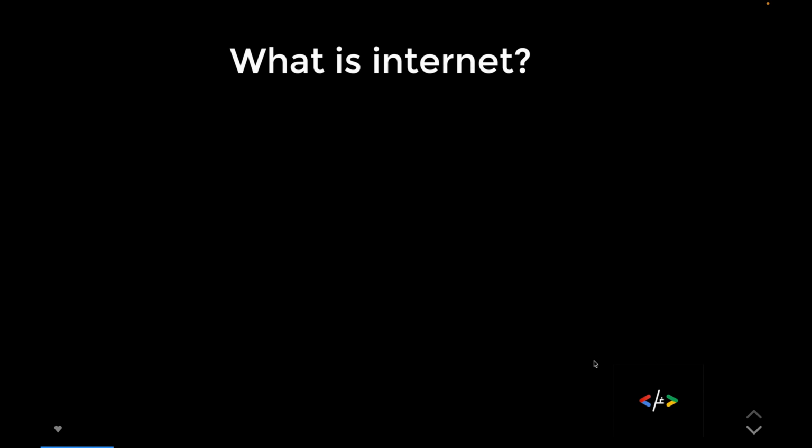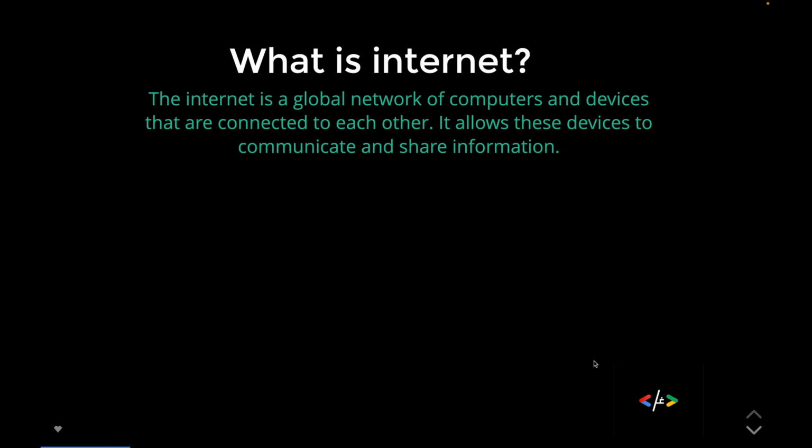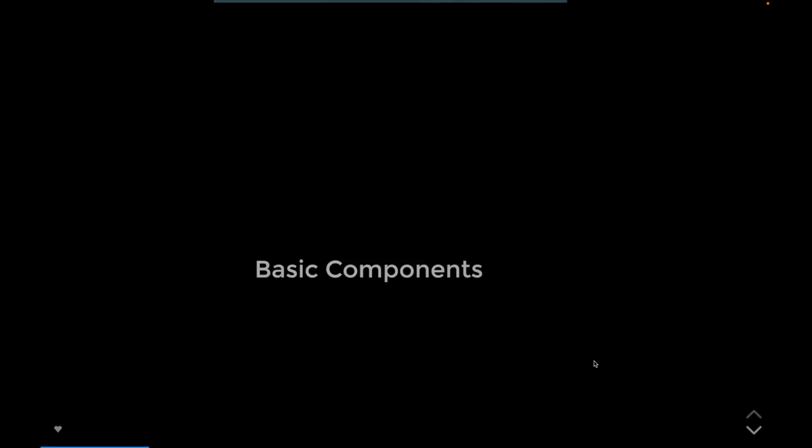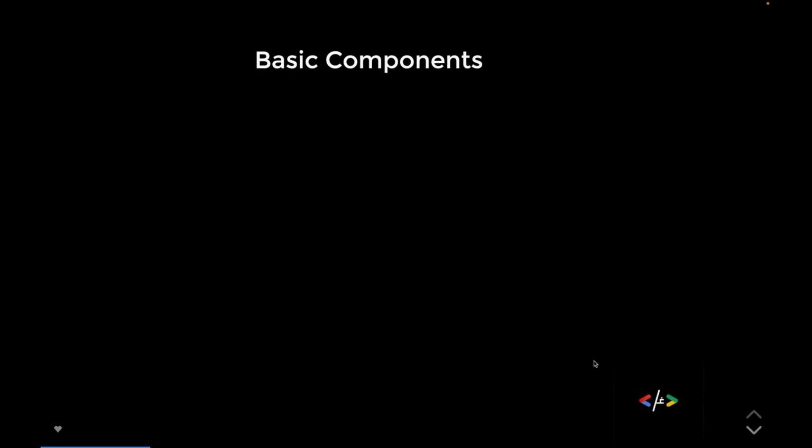Alright, so let's start from the first one. What is the internet? The internet is the interconnection of networks. That is, it is a global network of computers and devices that are connected to each other. It allows these devices to communicate and share information. That is just what the internet is. It's a global interconnection of computers. This connects to this, connects to this, connects to this, and they are able to communicate between themselves and share information.